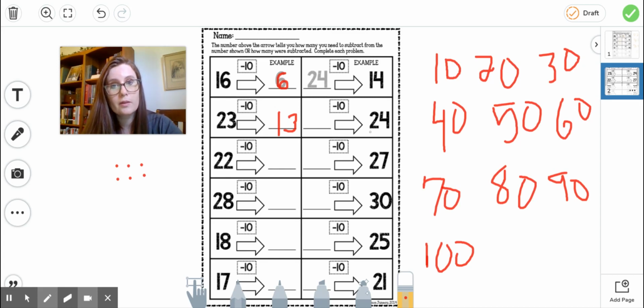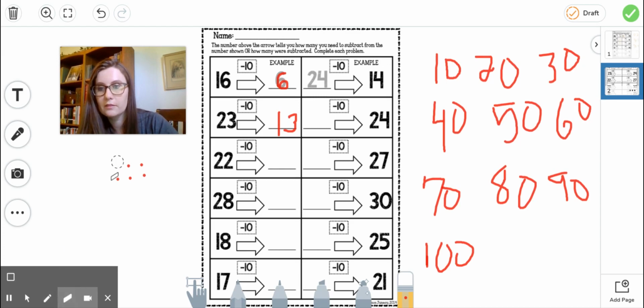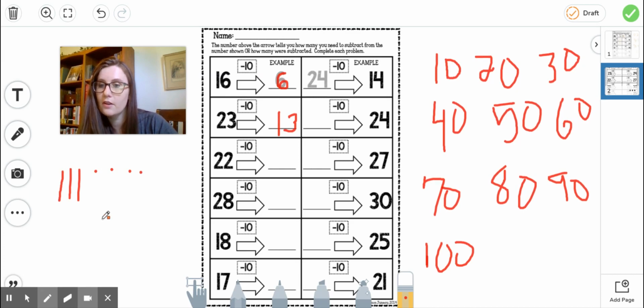Now we're going to think about what did they subtract from to get to that number. So before, when we saw this, we were subtracting. Now it's almost like we're adding. So 24, what's 10 more than 24? If I had 10, 20, 21, 22, 23, 24, and then I add a 10, all of a sudden I have 34. So I know that 34 minus 10 is the same as 24.